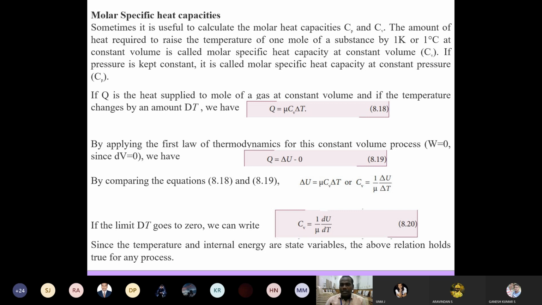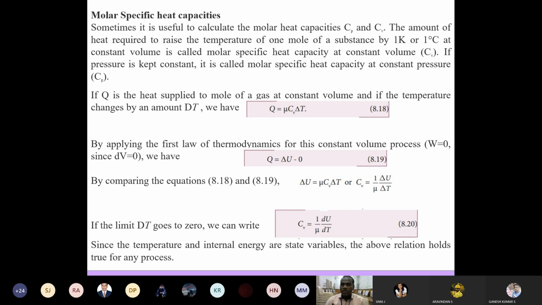Here Q is the heat energy, and mu is the molar number of moles. Then Cv is the molar specific heat capacity at constant volume, and delta T is the change in temperature. By applying the first law of thermodynamics, which we will look at in the next class.